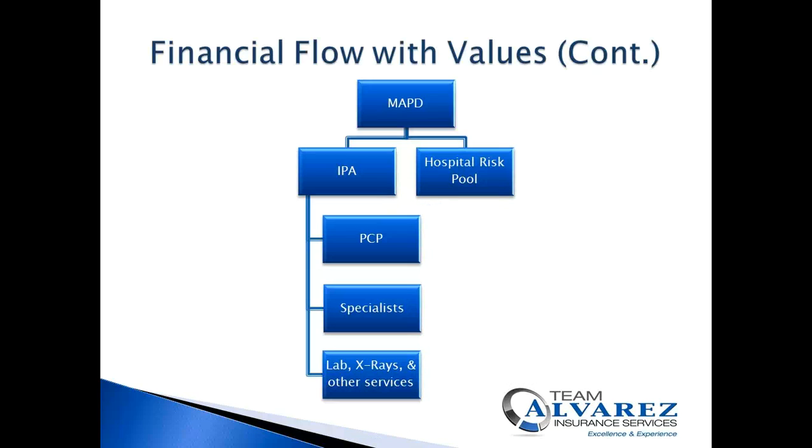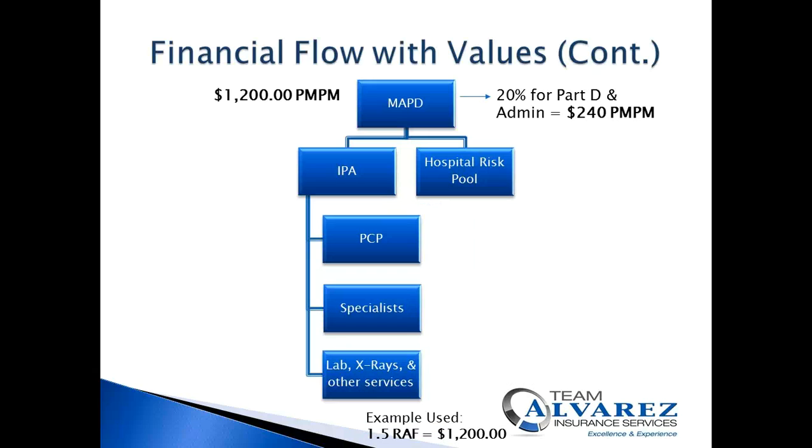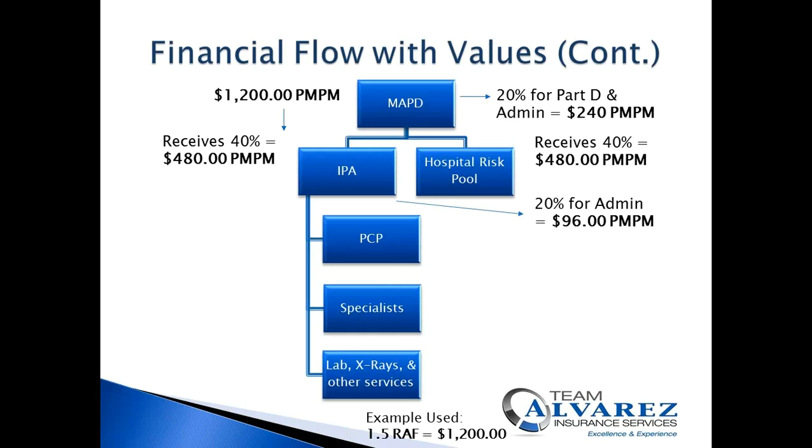Now, let's look at a scenario where the person is coded correctly according to their health condition. The IPA is going to be receiving $1,200 per member per month. You're allocating 20%, which is again about $240 per member per month for Part D. The IPA is going to be receiving $480. There's $480 allocated towards the risk pool. There's more money for the overhead based on this individual. And the PCP is going to receive the same funds.